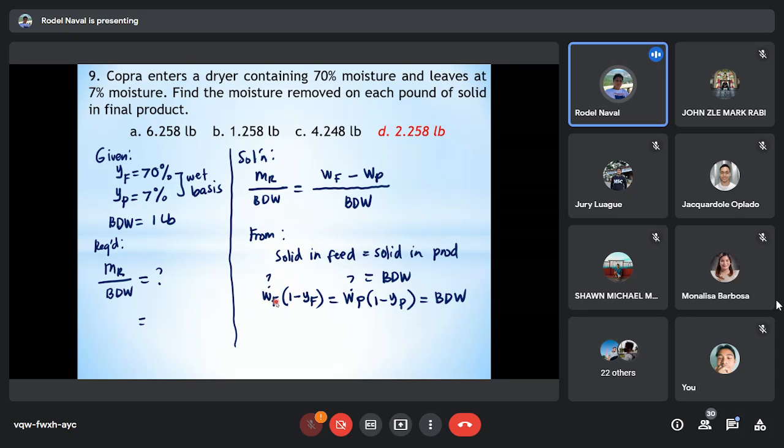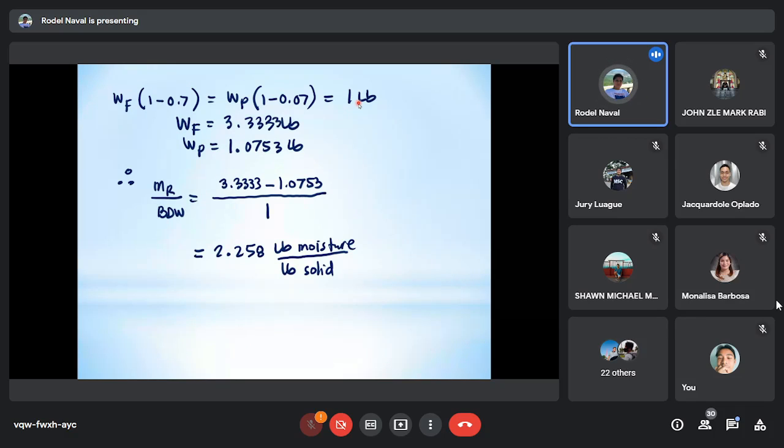So we can solve for WF and WP by equating WF times 1 minus YF to 1, because the bone dry weight is 1 pound, and also WP times 1 minus YP equals 1. So 1 pound divided by 0.3, since 1 minus 0.7 is 0.3. Again, 1 over 0.3 is 3.333 pounds.